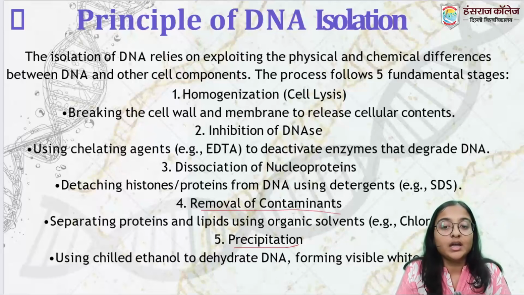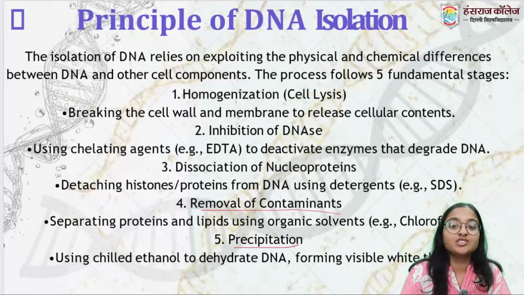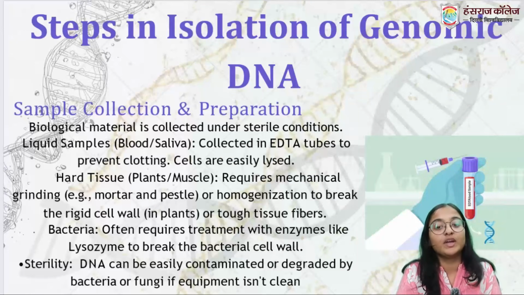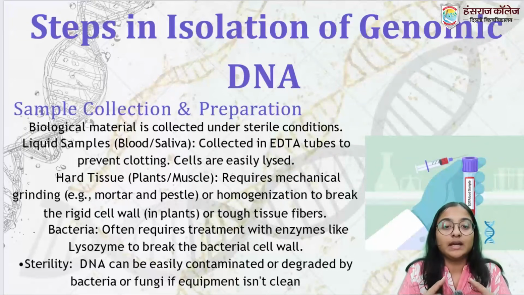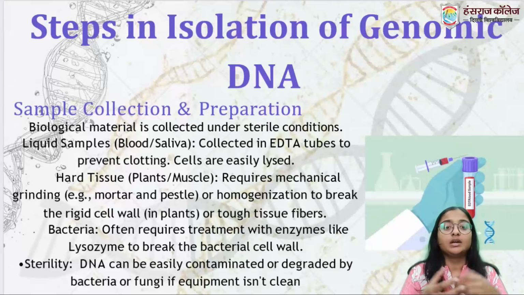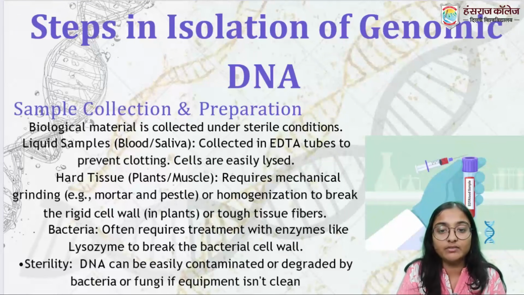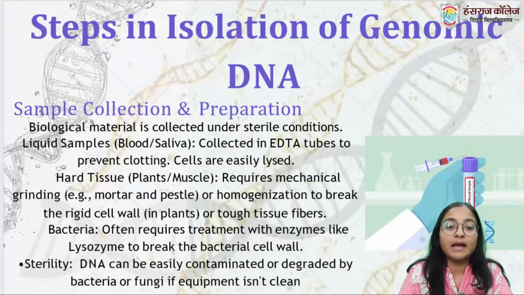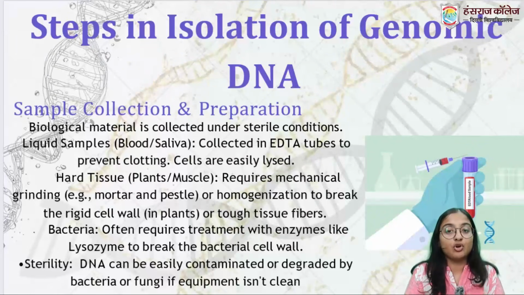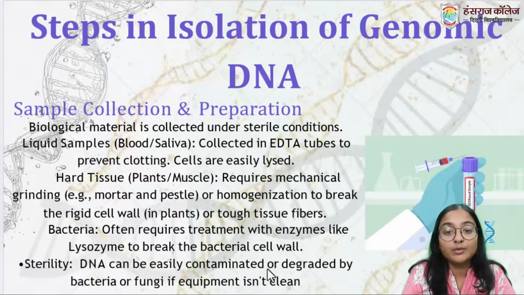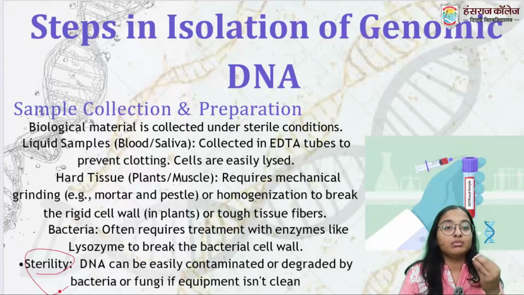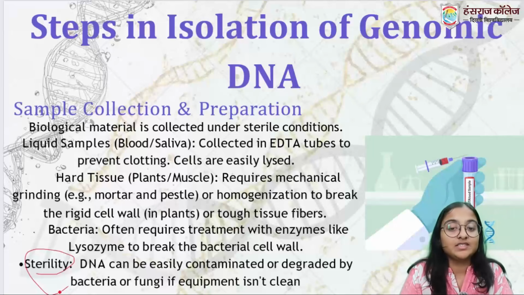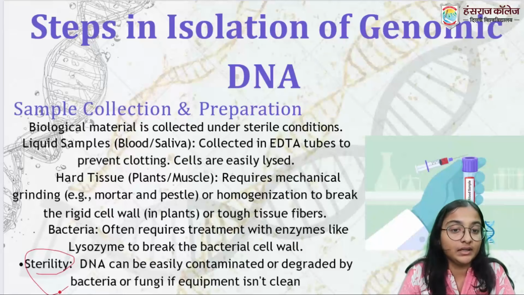Before starting the process of DNA isolation, we first need to collect the sample from where we are going to extract the DNA. There are different ways from which we can collect the DNA sample. We can collect the sample from blood or saliva or from plants, muscles, even from bacteria. The one thing that we need to make sure before we start our process of DNA isolation is sterility. The DNA can be easily contaminated and would not be extracted in its pure form, and hence we should always make sure that the environment is sterile.